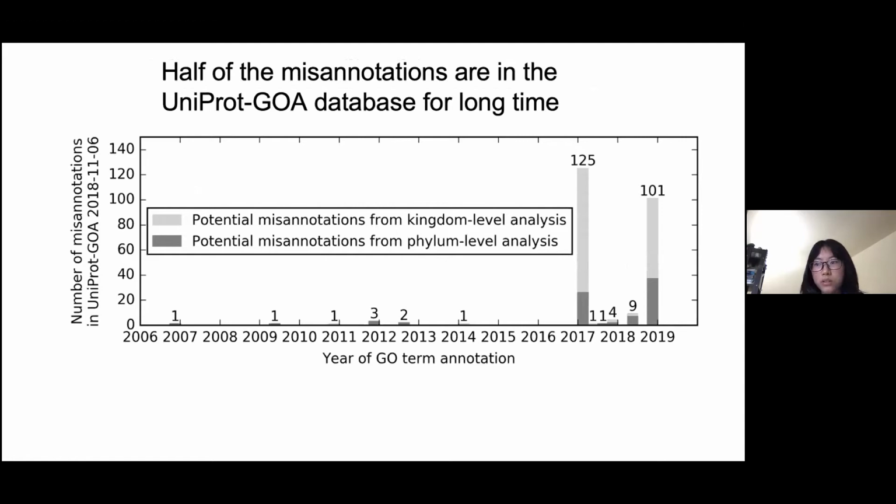We also check which year the misannotations were made in UniProt, as shown in the x-axis. Here, the black and green colors are the RIR analysis using the different taxa. We can see that more than half of the misannotations were made in UniProt in 2017 or earlier, and were not corrected for more than 3 years by the time we published our study.